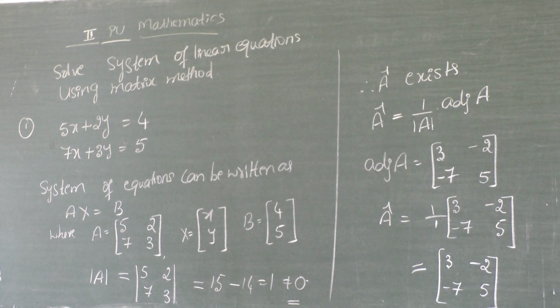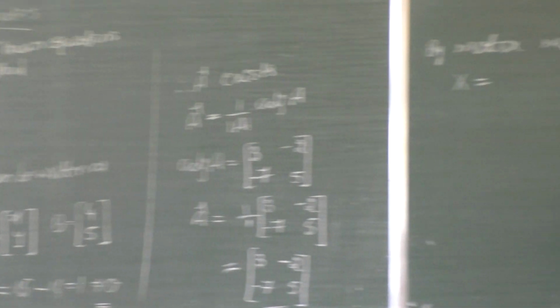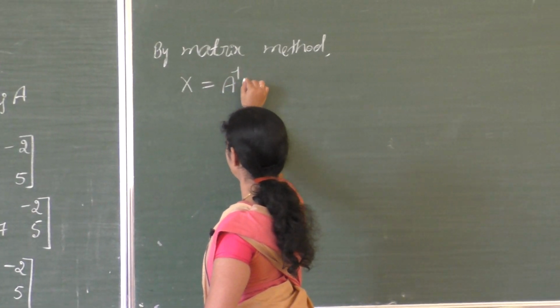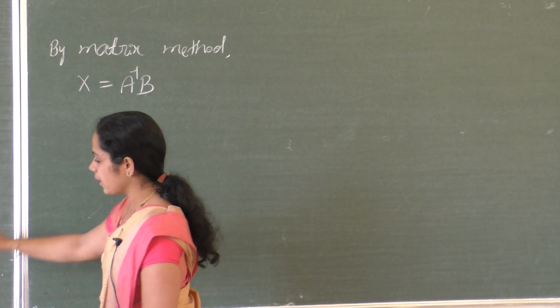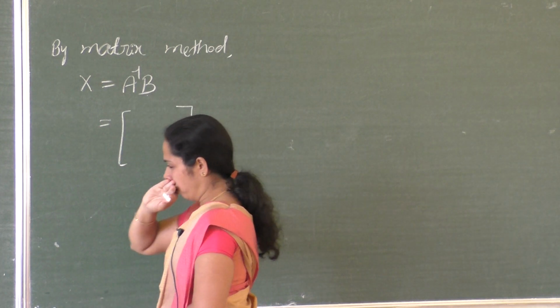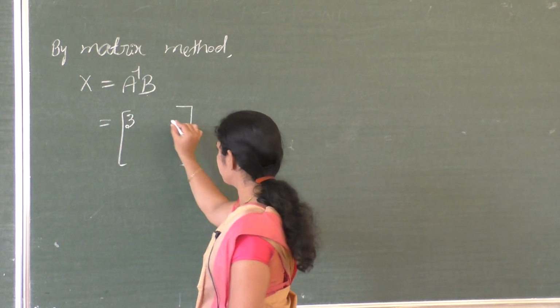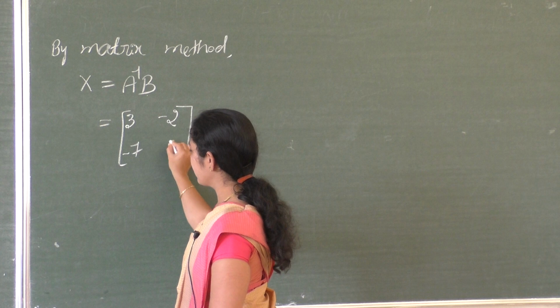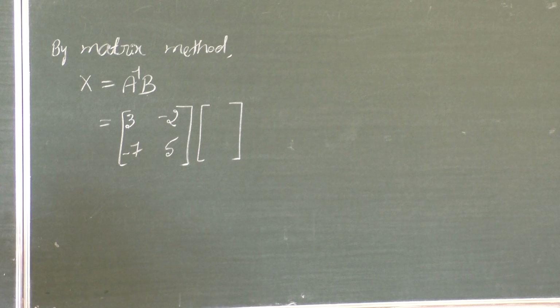Now by matrix method we need to find out X. What is X here? X equal to A inverse into B. We have A inverse. What is A inverse? A inverse equal to 3, minus 2, minus 7, 1, into B. What is B? 4, 5.